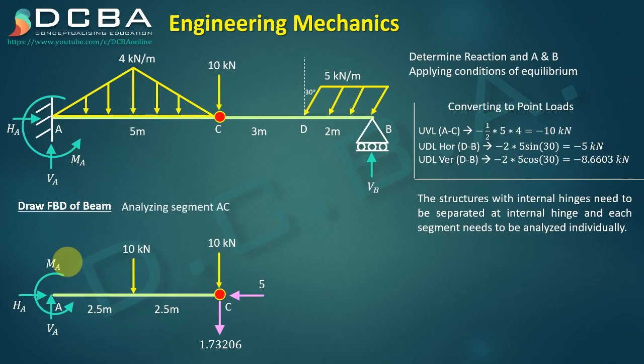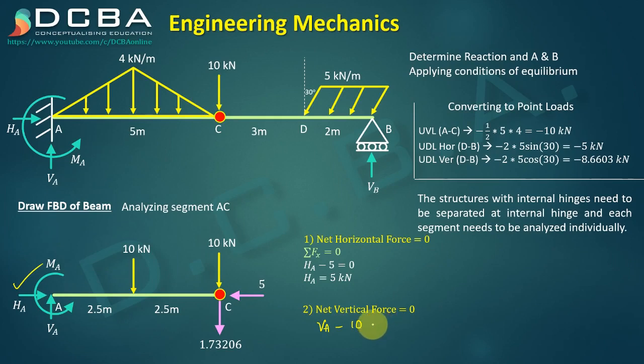So let us apply summation Fx equals 0. What I'll get is HA equal to 5 kilonewton. So I got HA also. Now for VA, when we apply summation Fy equals 0, the equation will be VA minus 10 minus 10 minus 1.73206 is equal to 0. This is the equation that I'll get, right? So VA I get directly from here. VA will be 21.7321 kilonewtons.